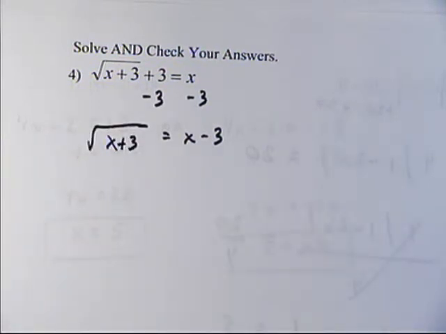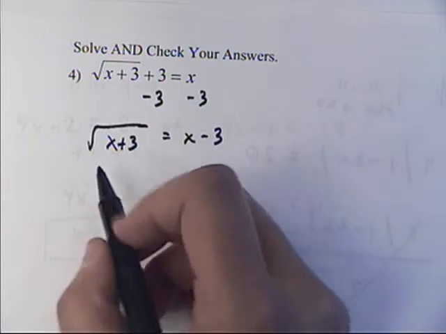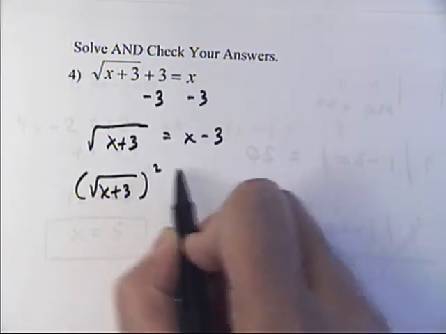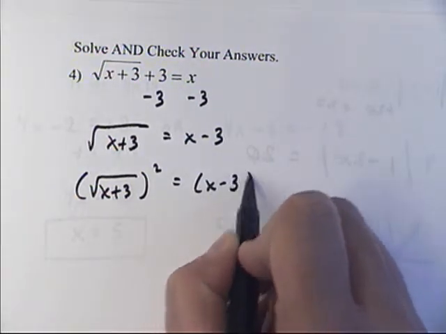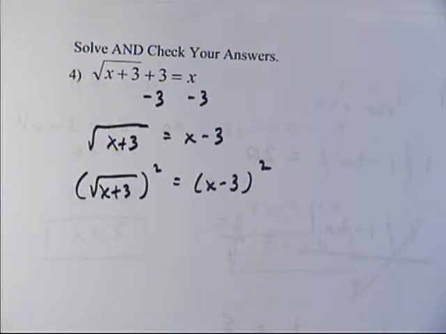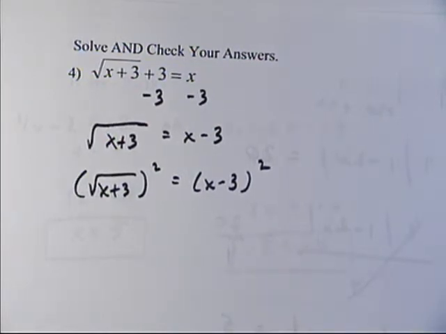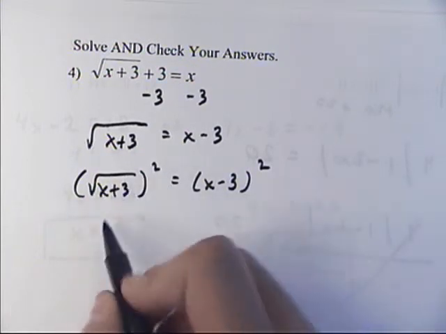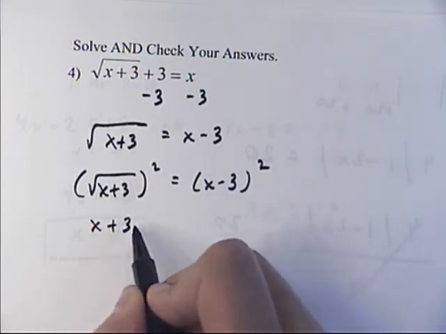How do you get rid of a square root symbol? Well, you just square both sides. So I'm going to take this side of the equation and square it. And this side, notice I'm putting that in parentheses and squaring it. Just like you can take the square root of both sides, you can square both sides. So this radical square root cancels with the square, and on this side I just get x plus 3.